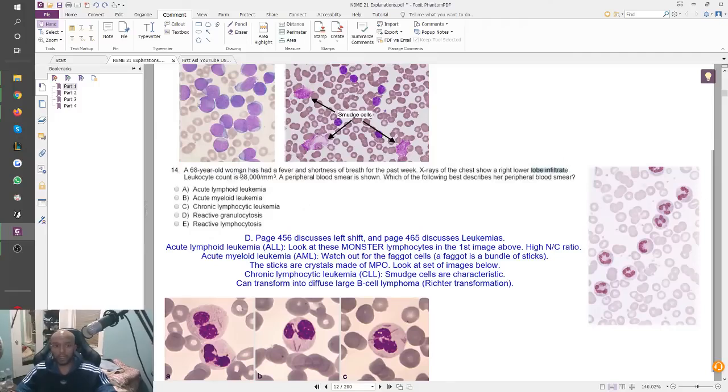Leukocyte count of 38,000. Again, let me just check real quick before I say something. Normal leukocyte count. Because it's not something to look at every day, but you should know what the normal leukocyte count is.